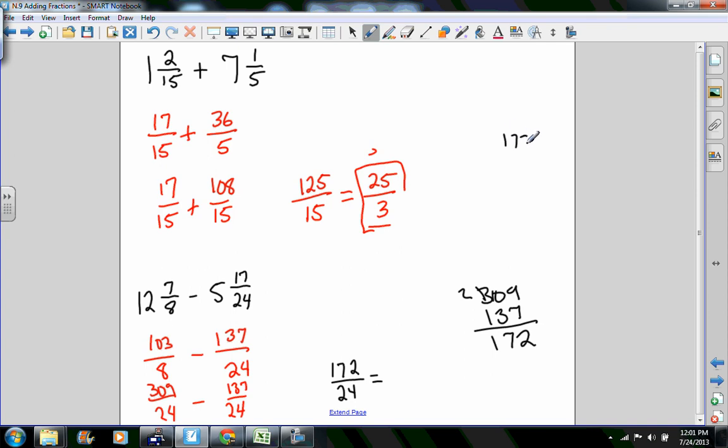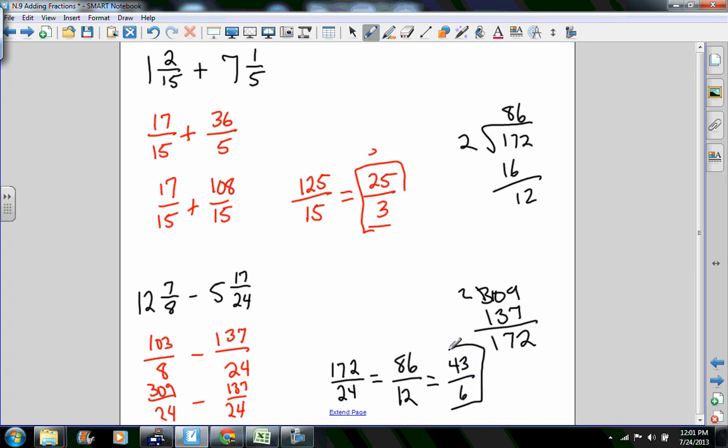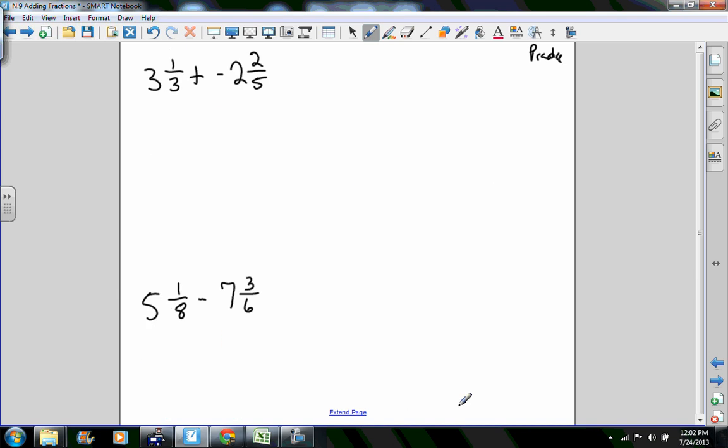And I do not know what 172 divided by 2 is. It's 8, 16, 12, 86. 24 divided by 2 is 12. Divide by 2 again. Now this one's easy because you just do 8 and 6 divided by 2. That's 43 over 6. And we can leave it like that. All right? These are a little bit smaller on numbers, so try these on your own.